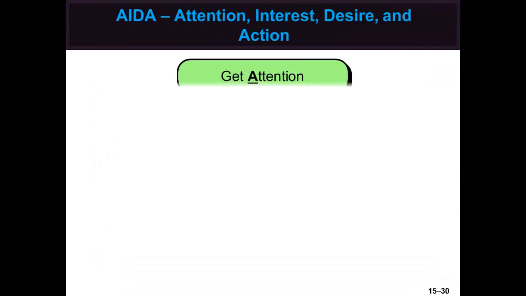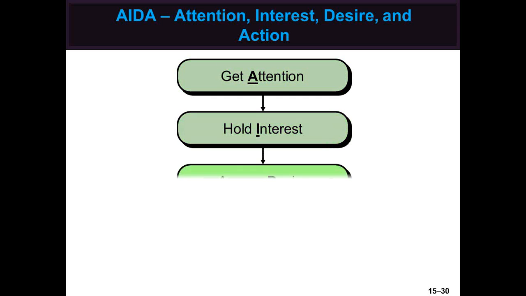AIDA: attention, interest, desire, and action. Getting attention is important, but it's only the first stage of the AIDA model. The other three aspects of this model play important roles in message planning. Holding interest is more difficult than getting attention. Holding interest typically involves linking the ad message to something important to the customer, a reference group, core values of the target market, or a person's self-interest.